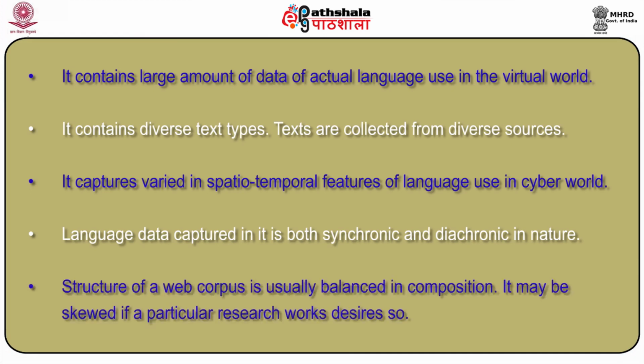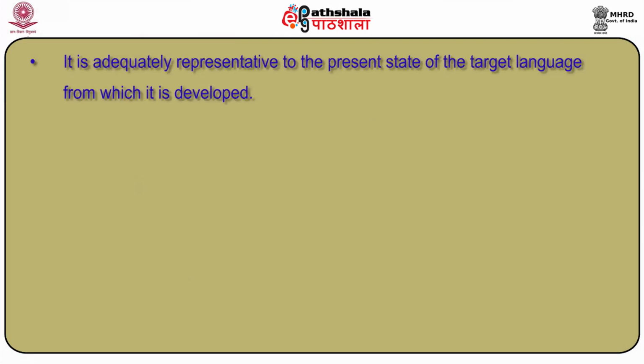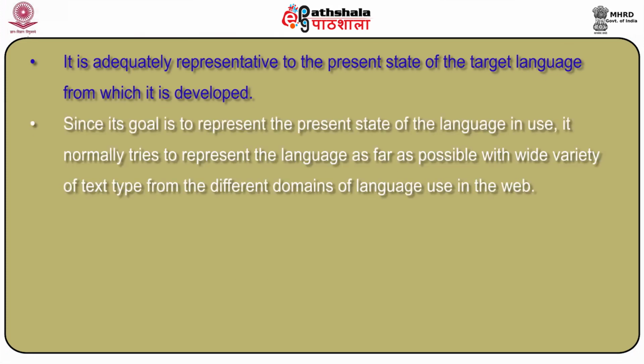The structure of a web corpus is usually balanced in composition, but it may also be skewed to a particular research topic or research area if it desires so. It is adequately representative of the present state of the target language from which it is developed. Since its goal is to represent the present state of the language in use in question, it normally tries to represent the language as far as possible with a wide variety of text types from the different domains of language used in the web.